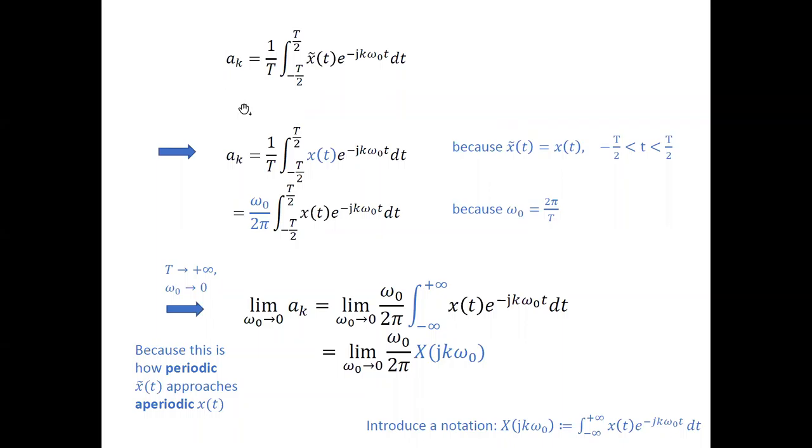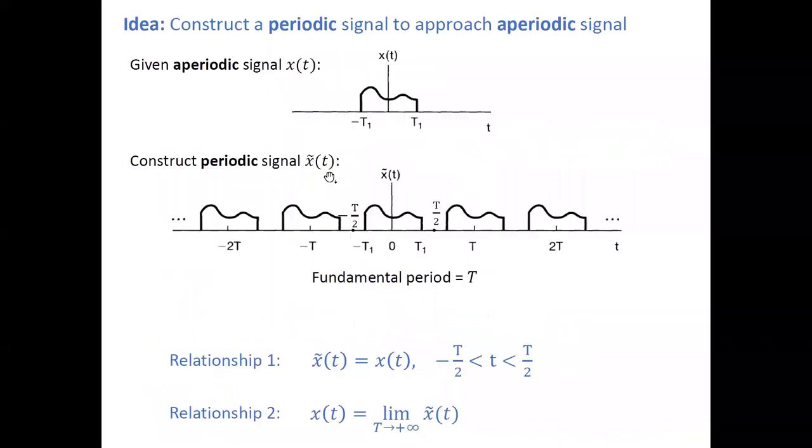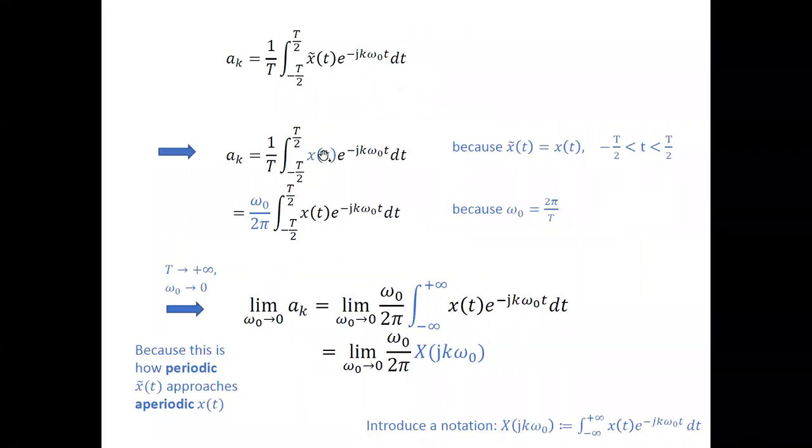Now let's start from this Fourier series coefficient of the periodic signal x tilde of t. This is the standard formula to calculate it. The first step, we can replace x tilde with x. That is because we are taking this integral from minus T divided by 2 to T divided by 2. Recall our relationship 1, which can also be observed from this figure. On this region, from minus T divided by 2 to T divided by 2, x tilde and x are the same. That's why we can do this replacement without any problem. And then the second step, just replace 1 over T with omega 0 divided by 2 pi, because that's just the relationship between omega 0 and T.